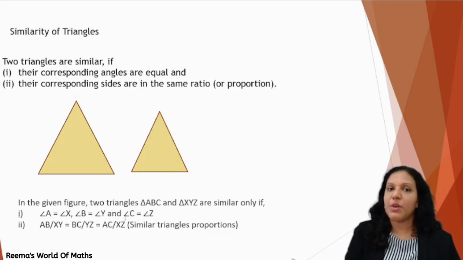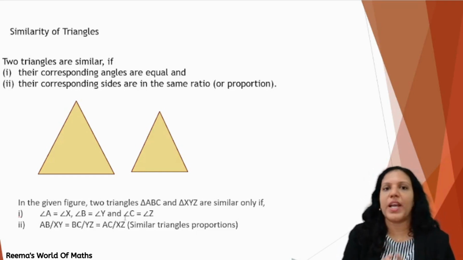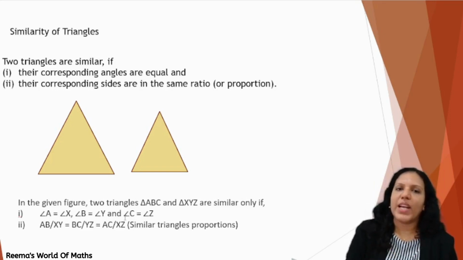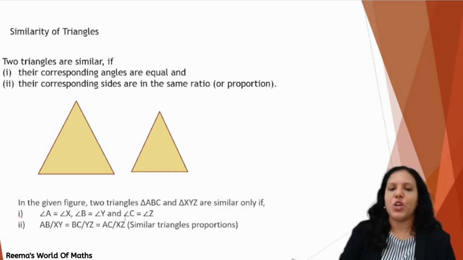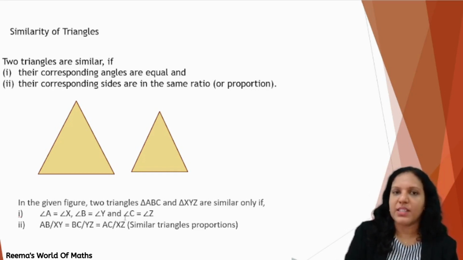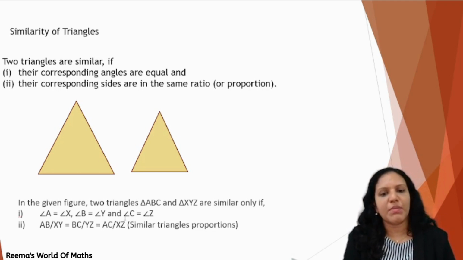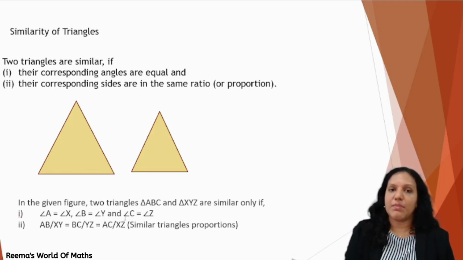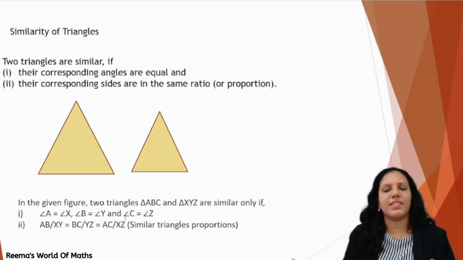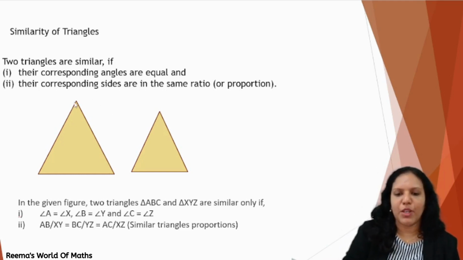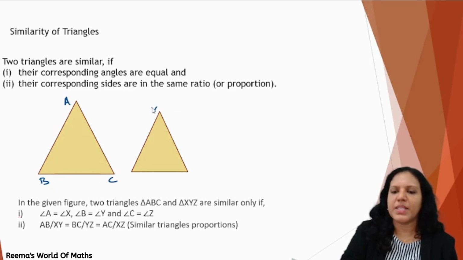Initially we saw that any two polygons are similar when their corresponding angles are equal and their corresponding sides are in the same ratio. Similarly for triangles, how can we say two triangles are similar? Two triangles are similar if their corresponding angles are equal and their corresponding sides are in the same ratio. Let's see the two triangles below, which are A, B and C, and this triangle we can name as X, Y and Z.